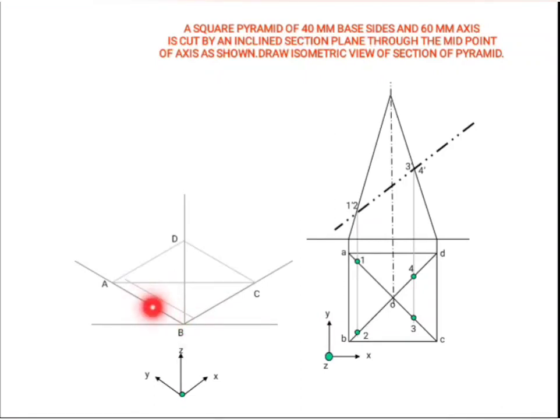On this side I am drawing a line parallel to AB, whose distance is equal to the distance between these two lines. Now I am drawing another parallel line at a distance of the gap between this DC and 3, 4. Now the intersecting points are noted.